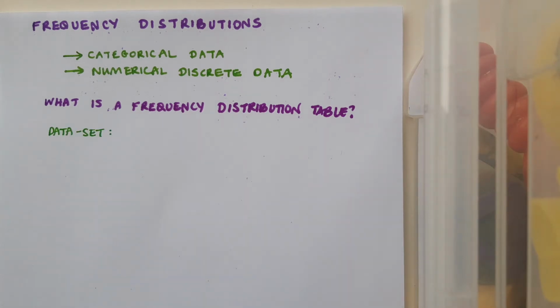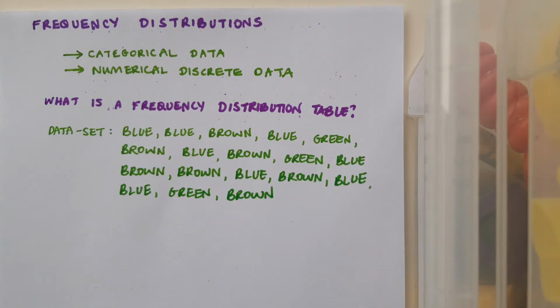Well, let's look at categorical data first of all. Imagine I collect a data set. Maybe it's the colour of the eyes of the girls in my class. So this is quite a long list, and it's probably not the most efficient way to actually display this information. So a frequency distribution table is a table that just takes note of how often each piece of data occurs.